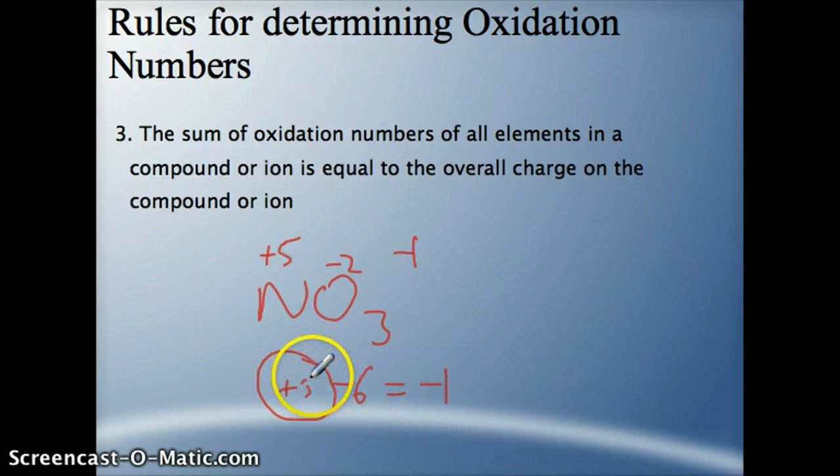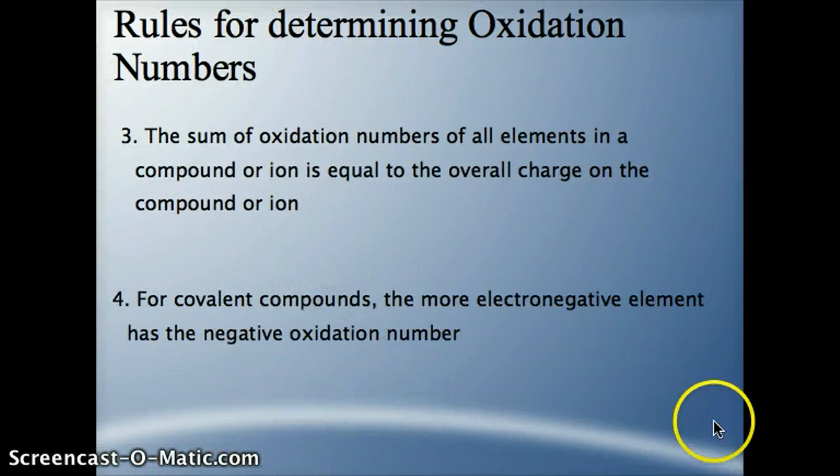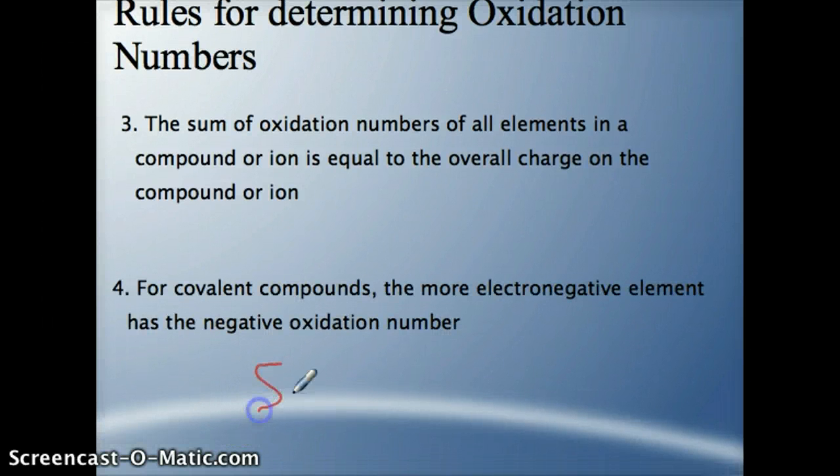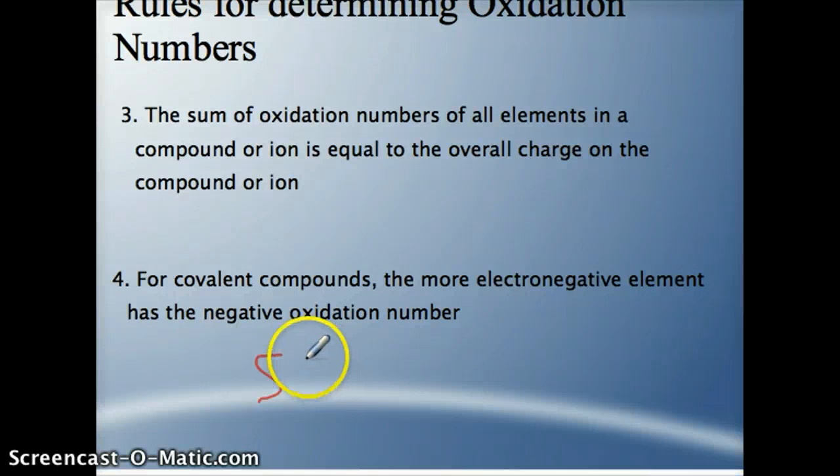Their individual charges must add up to their overall charge. For covalent compounds, the more electronegative element has the negative oxidation number. So again, generally speaking, and this is a generality, if I have SO2, just like for ionic compounds, the positive one is written first, the negative one is written next. Same thing for covalent compounds.